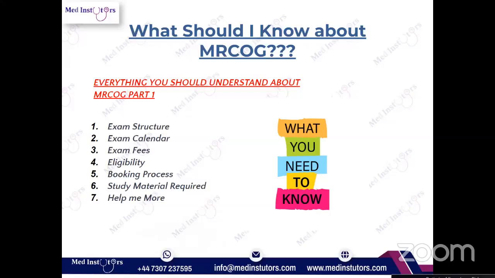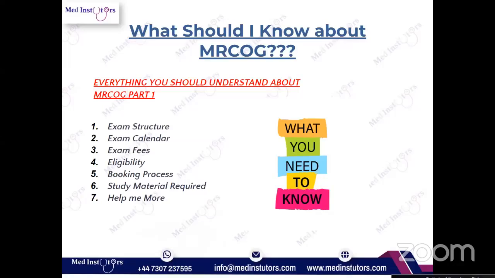Then the next step is the booking process, how you can book the exam. In a nutshell, there are 3 steps when you want to book your MRCOG 1 exam. The first step is your eligibility. For that, there is a form available on the RCOG website, and we also have that form. All you need to do is fill that form, attach your medical degree or your medical practice license along with your ID card or your passport, and mail them to the RCOG. And this process might take 3 to 4 weeks.